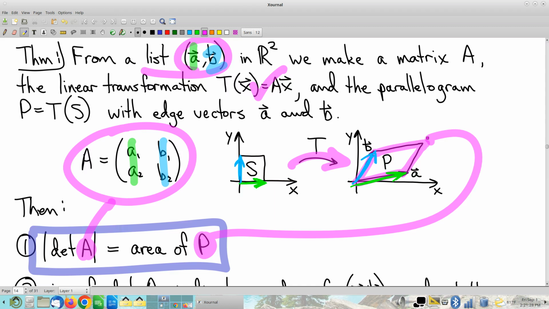You buy it? Yeah, question. Sorry, real quick, what is S supposed to represent? S is the unit square. Okay. So it's S for square. That's all. Yeah, because the edges are E1 and E2. So yeah. Okay. I want to emphasize this fact here about the absolute value of determinant giving you area.